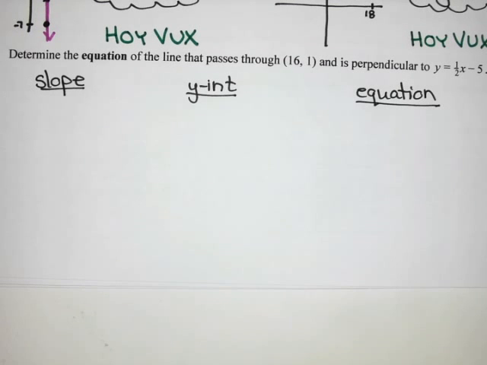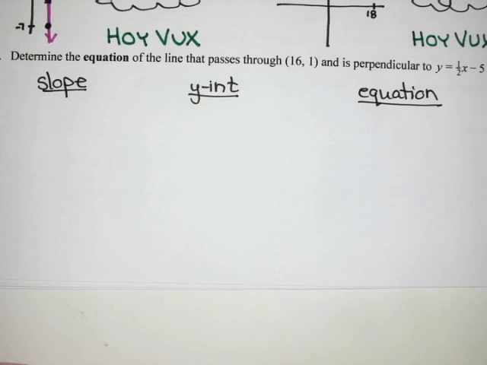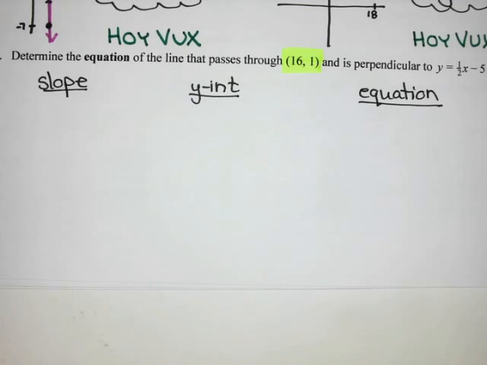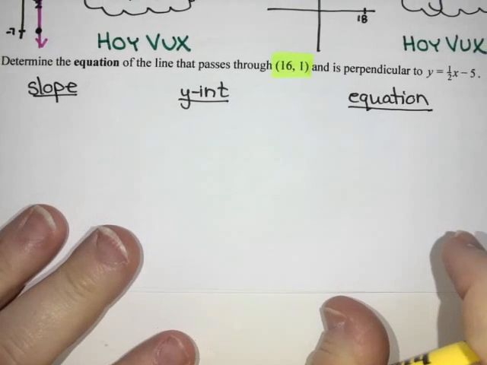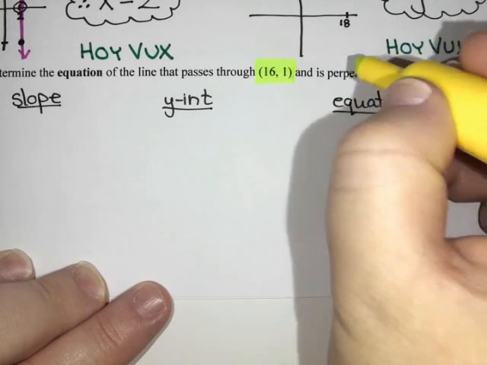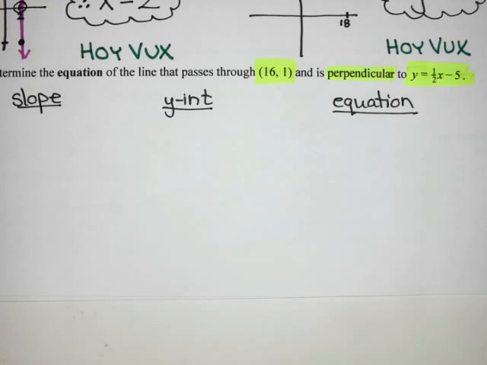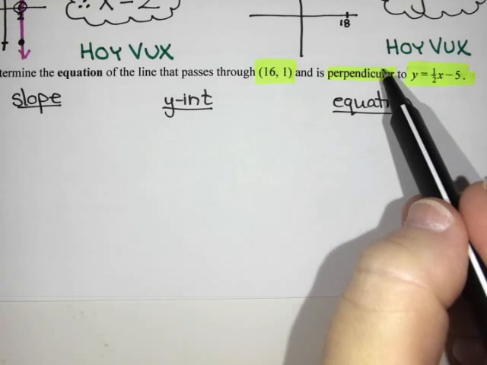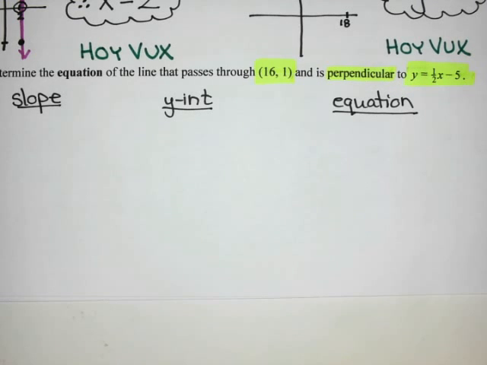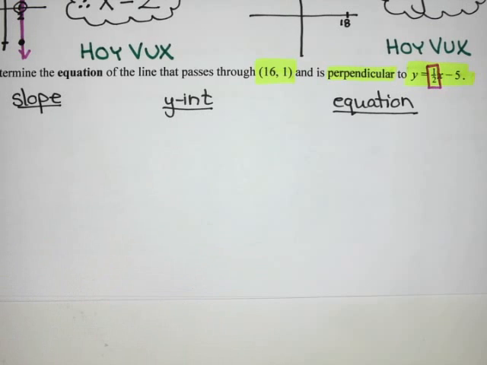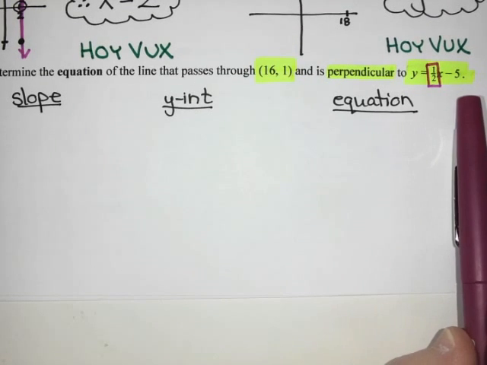So when I read through the question, it says it passes through (16, 1). That is not the slope or the y-intercept, but it might help me calculate one of them. And it also says that it's perpendicular to y equals 1/2 x minus 5. Now, perpendicular is code for slope. So when they say it's perpendicular, they are trying to secretly tell us what the slope is. The slope of this line is the number in front of x. It is 1/2.